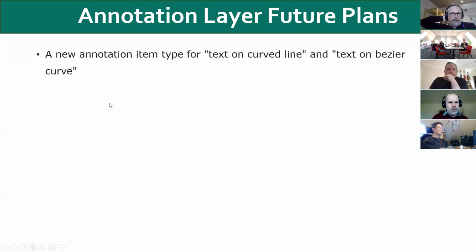So this is the wish list for annotation layer. One of them is to be able to add annotation text on a curved line or text on a Bezier curve. And I spoke to Niall Dawson, who developed this. He's the Australian developer who created this feature. And he's fairly certain this is going to be out by 3.26.